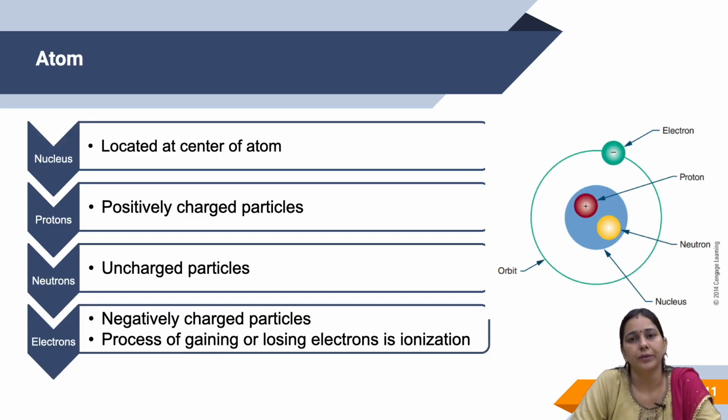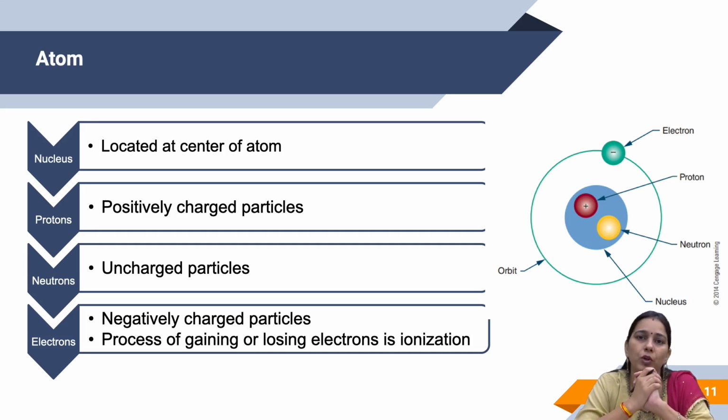Let's discuss about the atom. Atom is basically divided into 4 parts. The first part is the nucleus. The second part is the protons. The third part is the neutrons, and the fourth is the electrons. What do you mean by nucleus? Nucleus is located at the center of the atom. Then we talk about the protons. What are the protons? The positively charged particles are considered to be the protons. Then neutrons. Is there any charge on the neutrons? No. The neutral particles, that is the uncharged particles, are known as the neutrons.